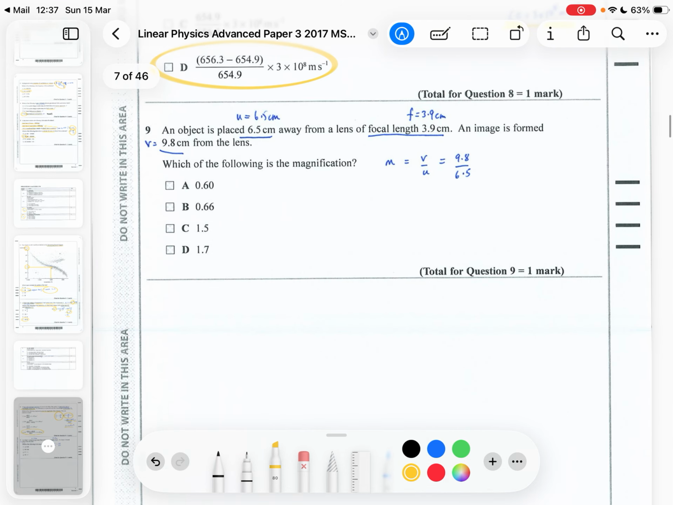Number 9, an object is placed at a distance U from a lens. Focal length is given, and the image is formed 9.8 centimeters away. They just want you to work out the magnification, which is V divided by U, so 9.8 divided by 6.5, which is about 1.5.